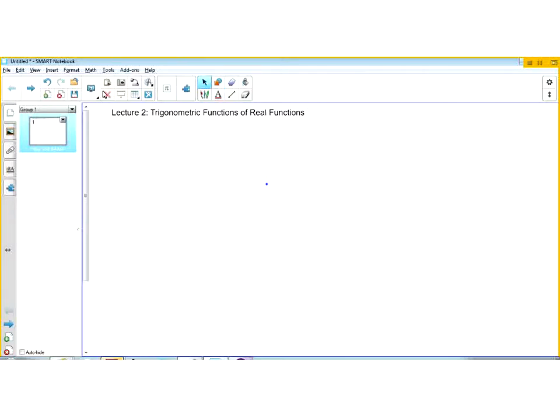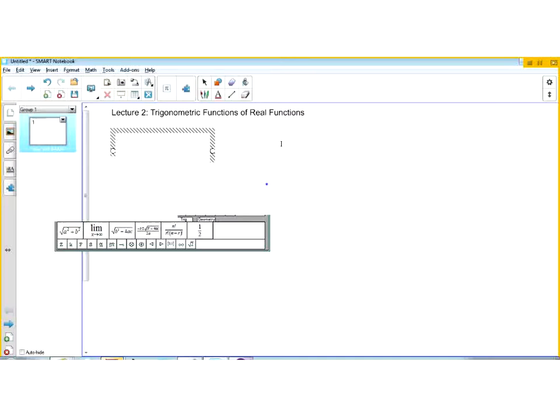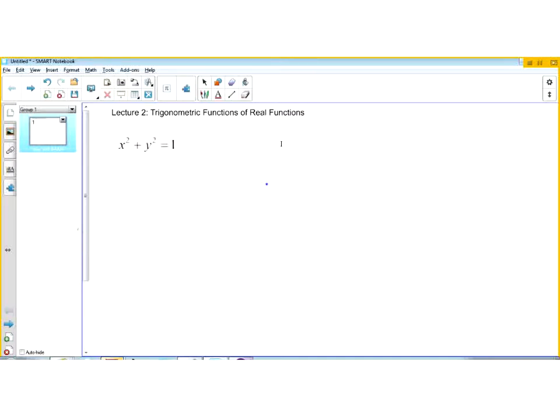Okay, so here we go. We're going to start off with the unit circle. Okay, interestingly enough. So, as you know, the unit circle is expressed as x squared plus y squared is equal to 1. So this is the equation of the unit circle centered at the origin.